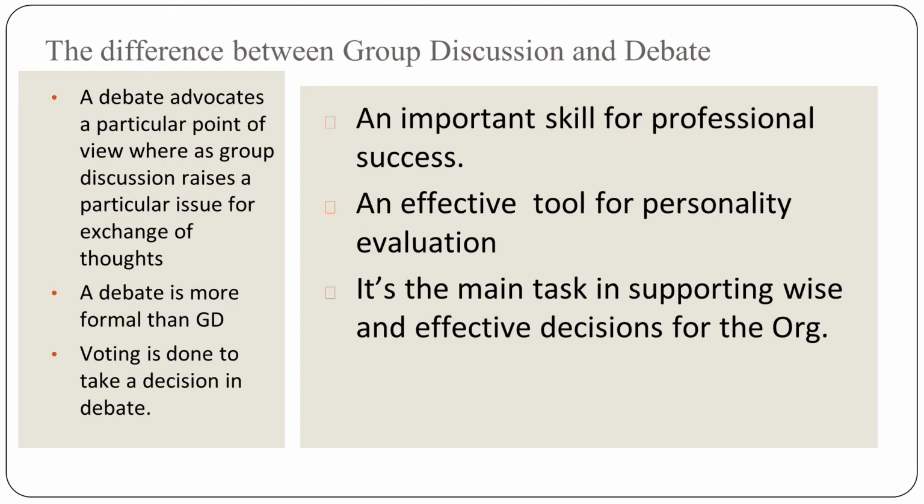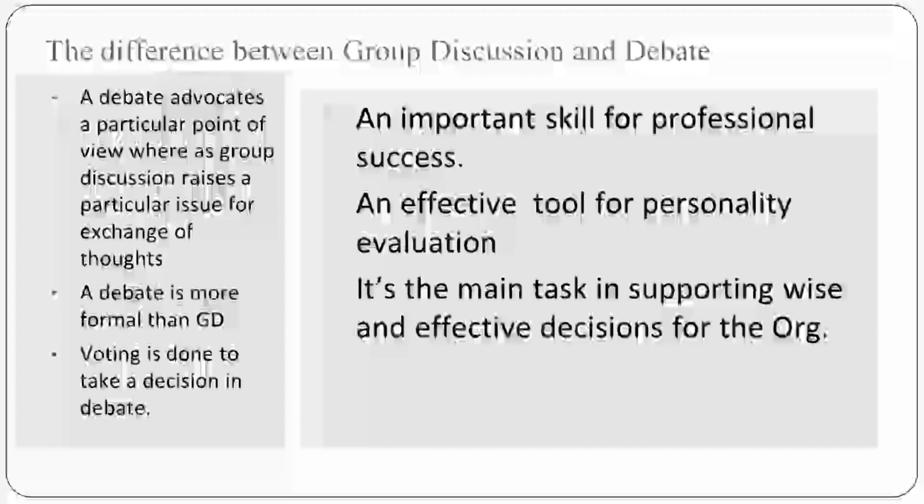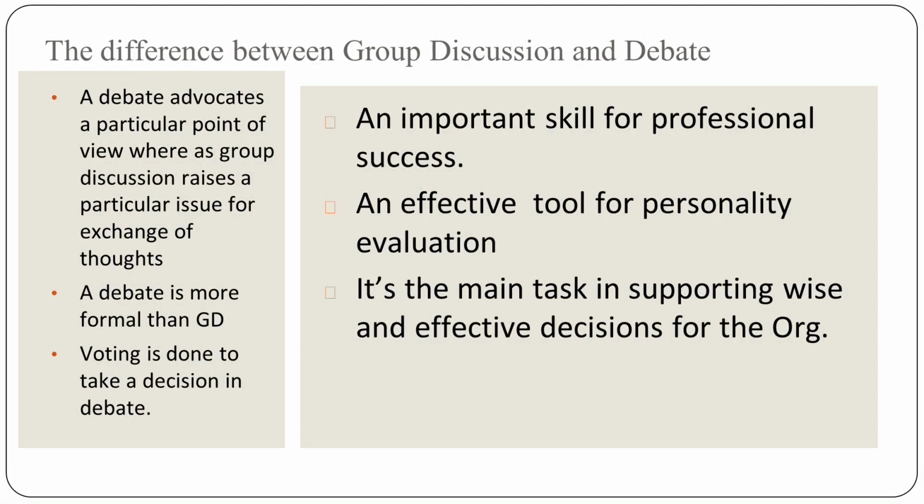A debate is more formal than group discussion, because debate is one kind of important factor through which a discussion happens. Voting is done to take a decision in debate, and generally voting is done in debate, but group discussion does not give any chance to do voting and such things. Group discussion happens between two groups, or between two committees, or generally between two oppositional groups with two oppositional ideologies also.